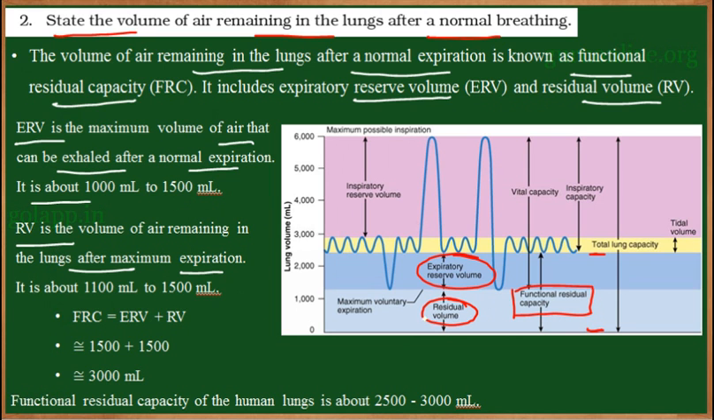So by adding these two, we get the value of functional residual capacity. So the functional residual capacity will include ERV and RV. ERV will be around 1000 to 1500 ml and RV will be around 1100 ml to 1500 ml. So when we add this, we get approximately around 3000 ml. So the functional residual capacity in humans is around 2500 to 3000 ml.